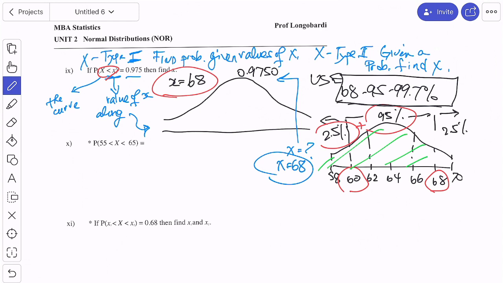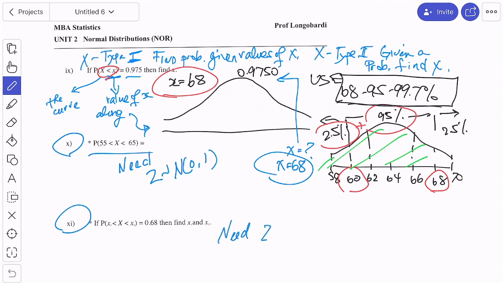As well, we can't get exact values in a problem like number 10, or number 11, or number 12. I have these asterisks here to make the point that you're not going to get an exact result. And this is why we need the standard normal curve. It should be precise.